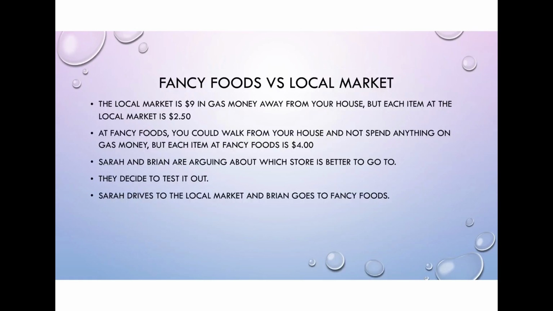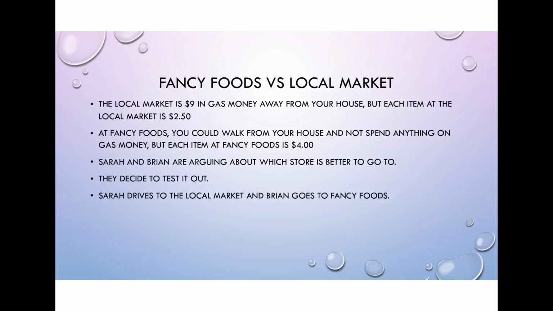Then we looked at a more complicated shopping scenario: Fancy Foods versus the local market. To get to the local market, I had to drive there, and in order to drive there, I had to spend $9 in gas money. Each item at the local market was $2.50. At Fancy Foods, I could walk there from my house and not spend anything on gas money, but each item at Fancy Foods was $4. So it was a little more pricey for the items there, but it was in walking distance. I didn't have to spend $9 on gas.